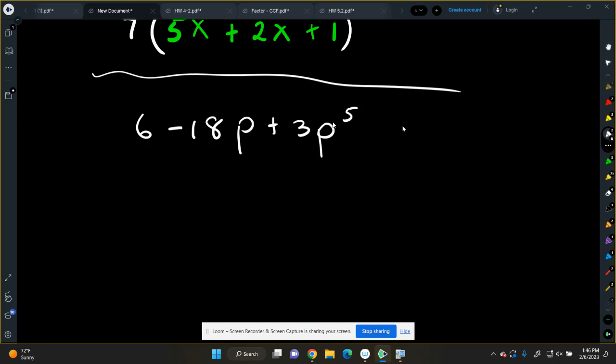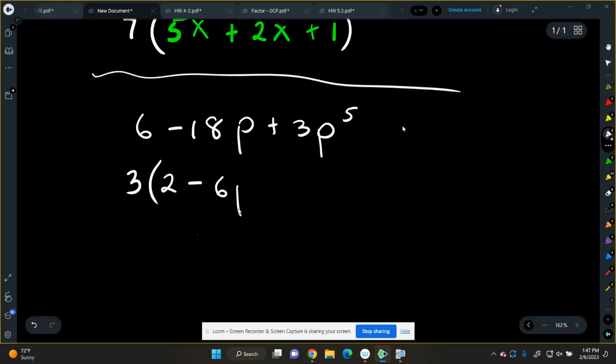Okay, so what's the biggest number that goes into all 3 of them? 3. So we're going to take a 3 out. How many times does 3 go into 6? 2 times. How many times does 3 go into 18? 6. And don't forget, we still have the p. And 3 goes into 3 1 time. So it's 1 p to the 5th. But of course, we don't have to put that 1 there. We can leave the 1 off. And that's our answer.